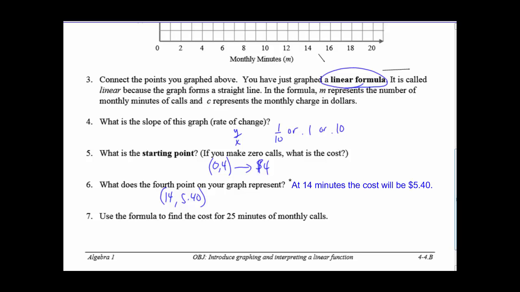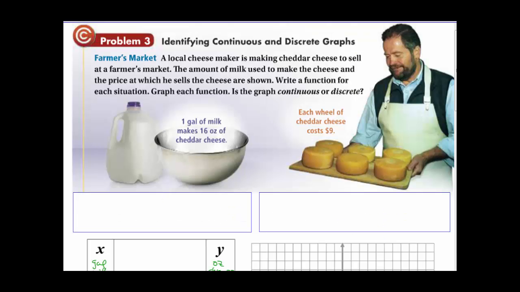And number 7, what you should have done is, if we use the formula to find out the cost for 25 minutes, we're going to input this in for M. So we have our cost, 0.10 times 25, add $4. We get $2.50 plus 4, which gives us a cost equal to $6.50.